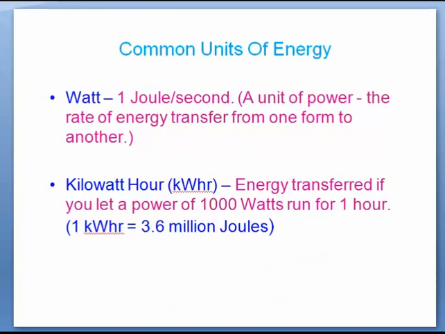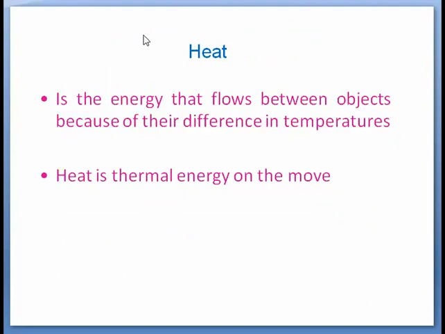Kilowatt hour can be defined as the energy transferred if a power of 1000 watts runs for an hour. The conversion of kilowatt hour into joules is given by this relation, that is 1 kilowatt hour is equal to 3.6 million joules. Heat transfer in a system takes place because of the existence of a temperature gradient.